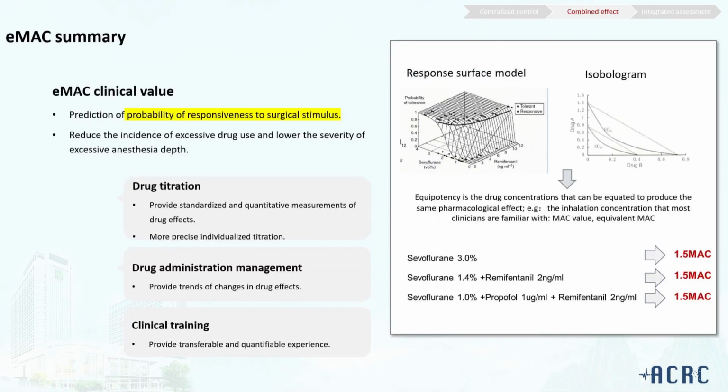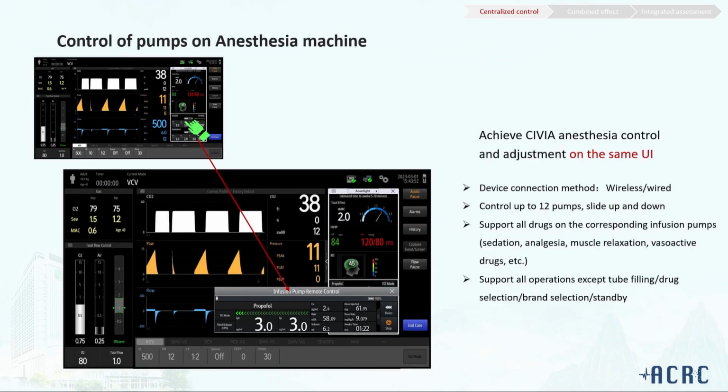And we can see the take-home message: the EMAC can guide us for drug titration and drug administration, and it's easier for clinical training because we don't need to read the isobologram of the PK/PD model for the drug combinations. Just convert to one single index.